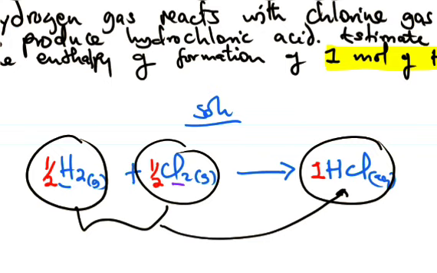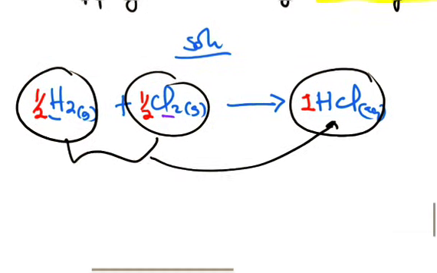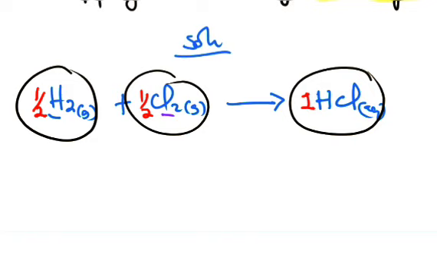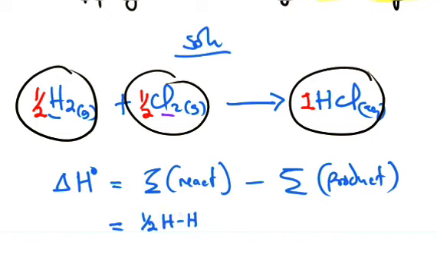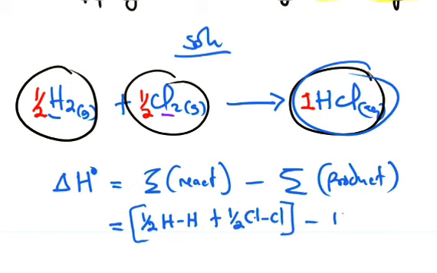We should have a formula which we use. The formula is: the enthalpy change is equal to the sum of energy needed to break the bonds in the reactants minus the sum of energy released when forming the product. So for the reactants we are going to have half of H-H plus half of Cl-Cl, then minus one of these, which is 1 HCl.